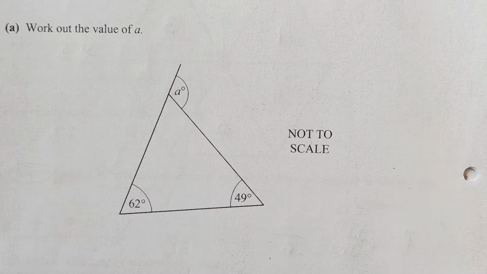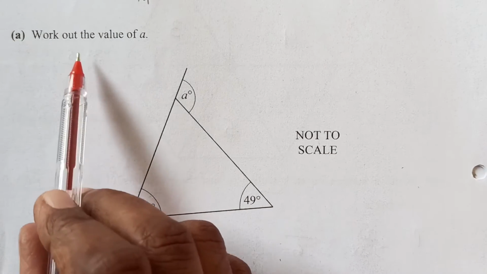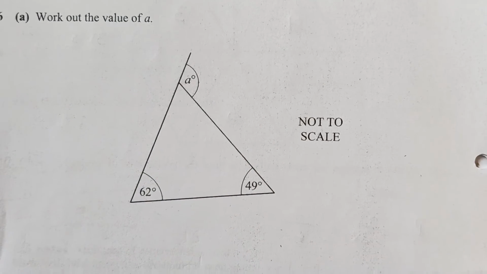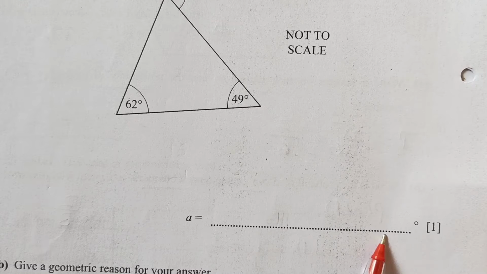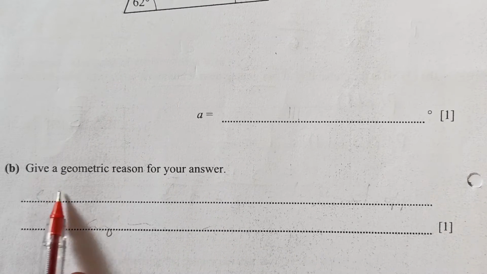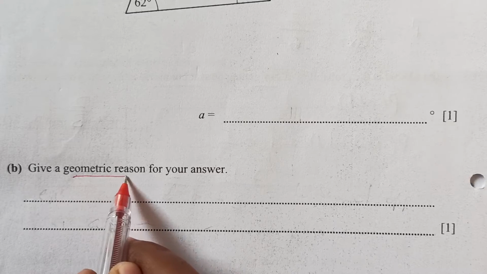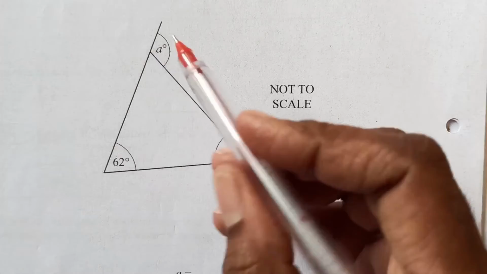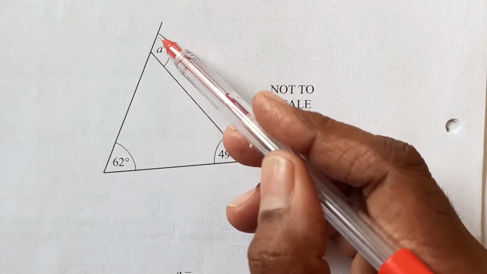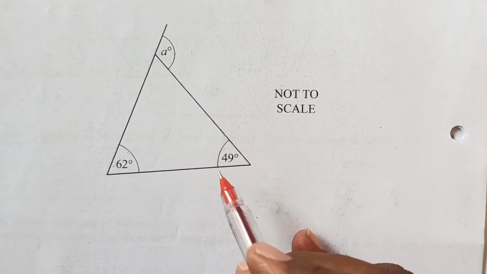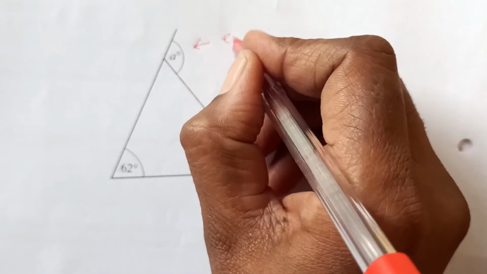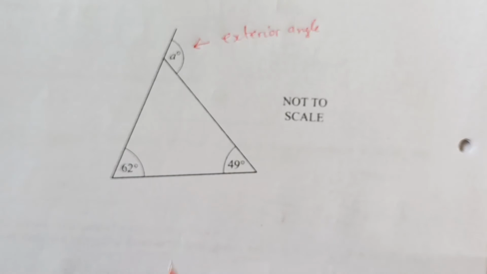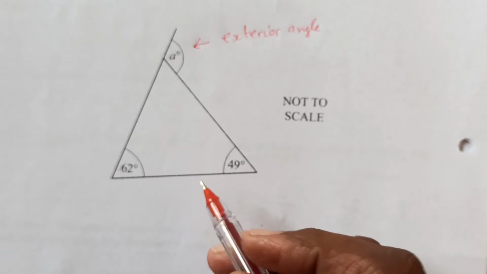Moving towards next question, we have here work out the value of A. Here is A, and we are given other two angles over here. So we are looking for value of A, and then give geometrical reason for your answer. Now if you look at A, try to observe, this angle is outside the triangle, right? So that is exterior angle. And these two are interior angles, so those are inside the triangle.